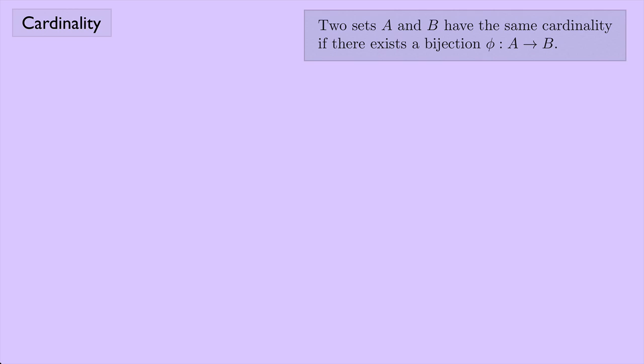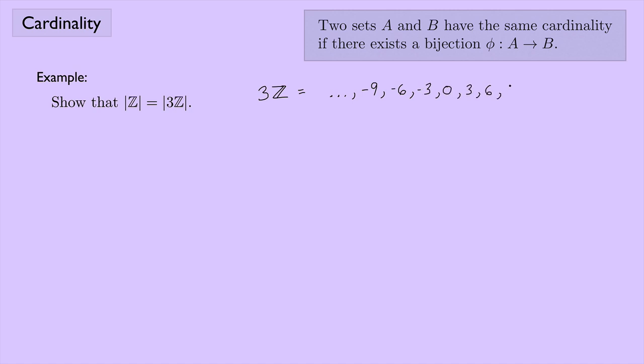Okay, let's look at a more interesting example. Show that the set of integers has the same cardinality as the set of 3 times integers. So this 3Z here that we've seen before, this 3Z is the set that looks like, I guess I'll just write out some of the elements here so you can see. It looks something like -6, -3, 0, 3, 6, 9, and so on. Okay, so that's what this set looks like. I put this in set notation here.